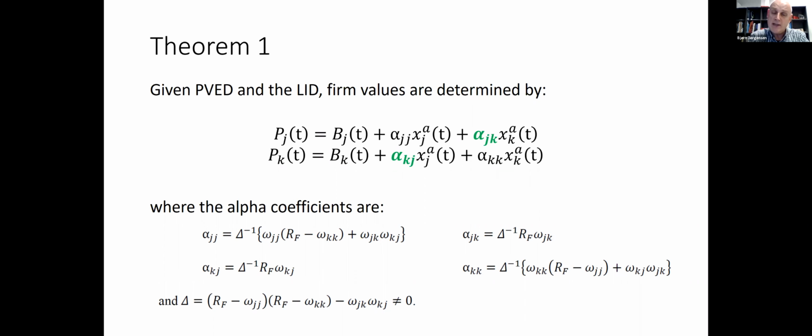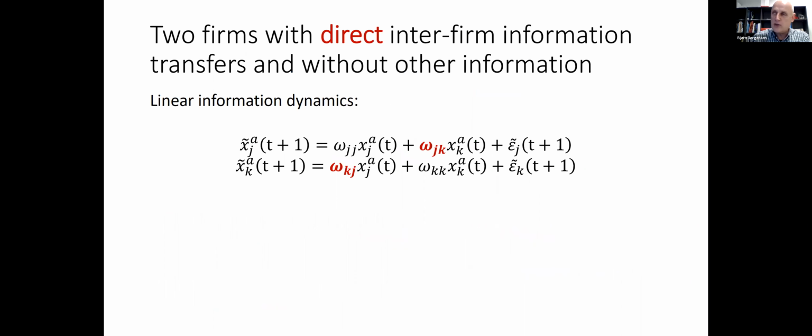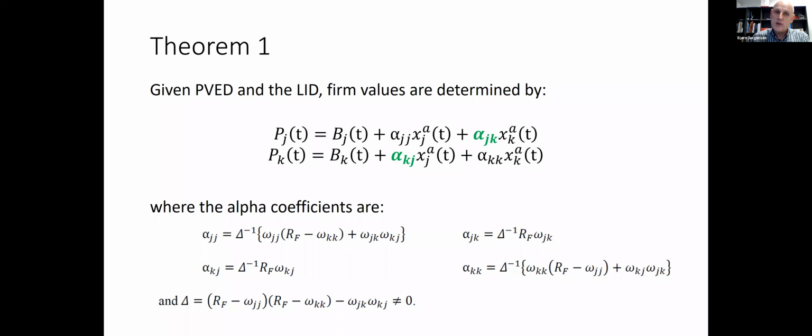The addition to Ohlson is that when the omega coefficients in red are both not 0, then the coefficients in green, which are evidence of information transfers, are also not 0. We solve for the alpha coefficients, and that's part of Theorem 1. Once we've solved how abnormal earnings of each firm, as well as the firm's own book value, are needed to value the firm, now we're ready to proceed.